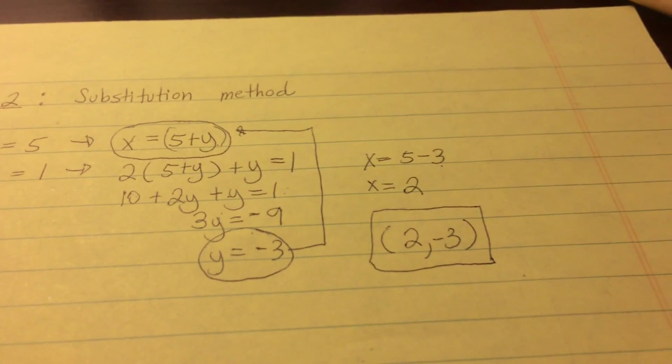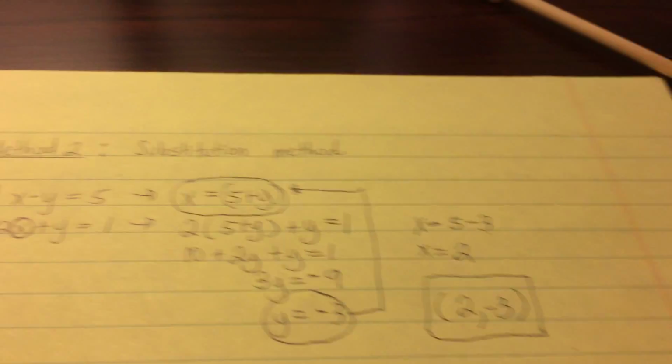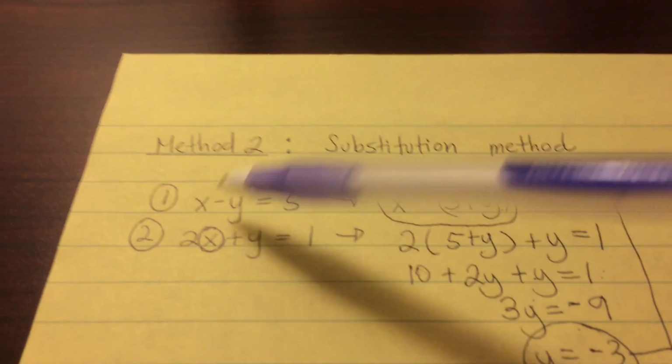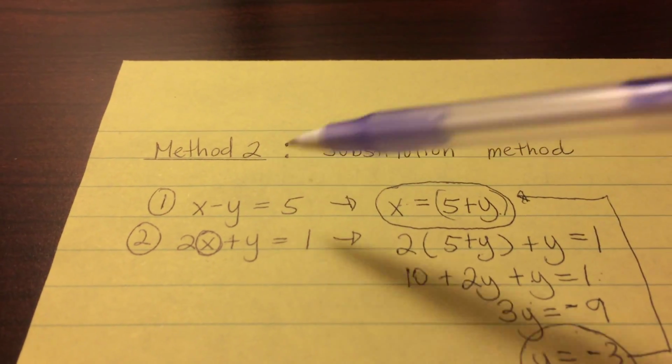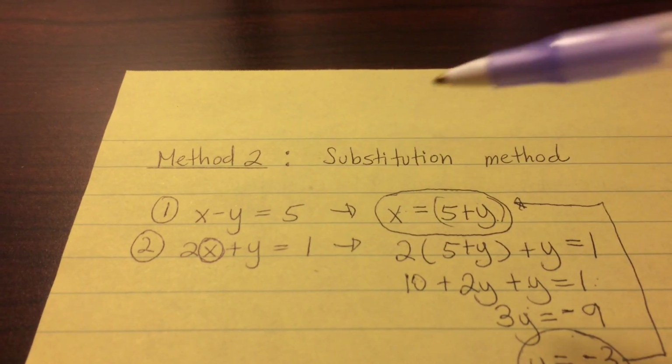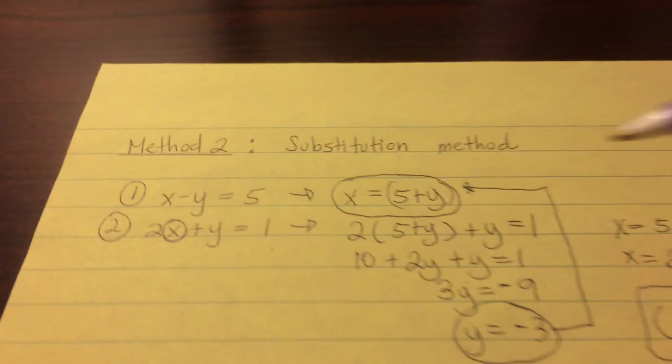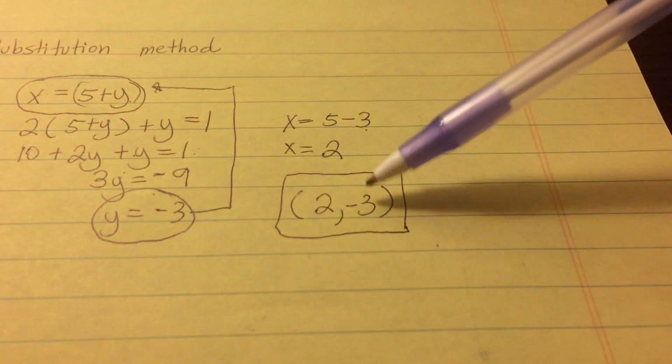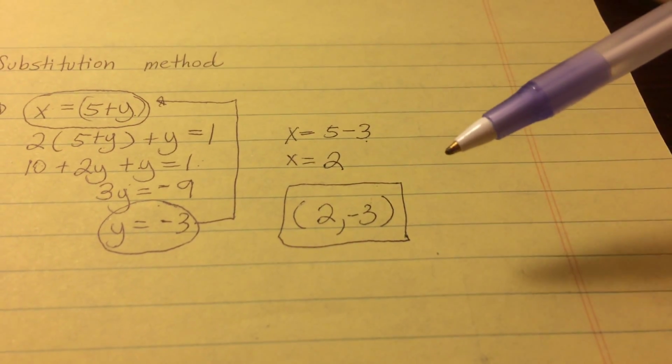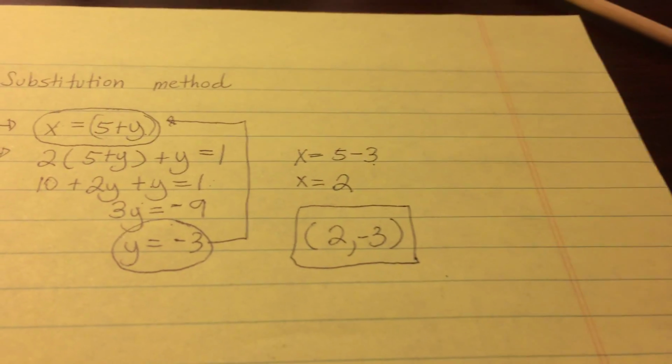The reason it's in coordinates is because we could have done this with the graphing method. You could have taken these equations, changed them to y equals, graphed them out, and found the intersection, and they should have intersected at 2, negative 3. So that's one method.